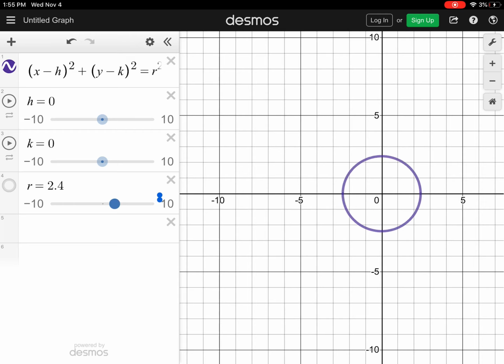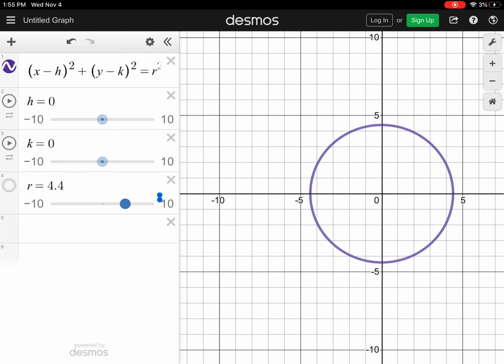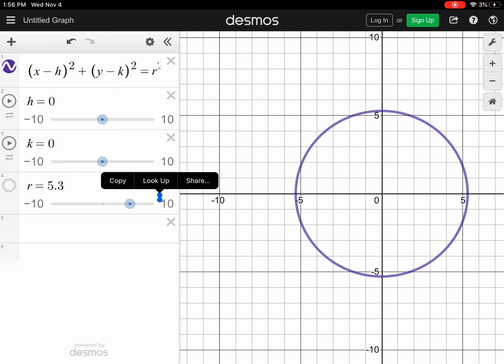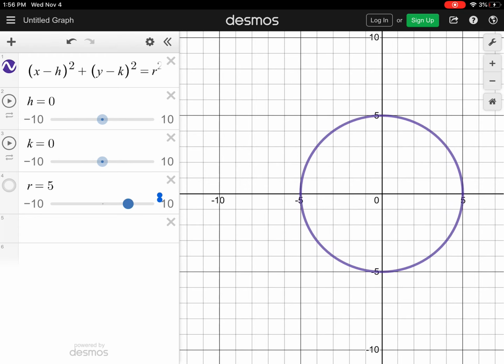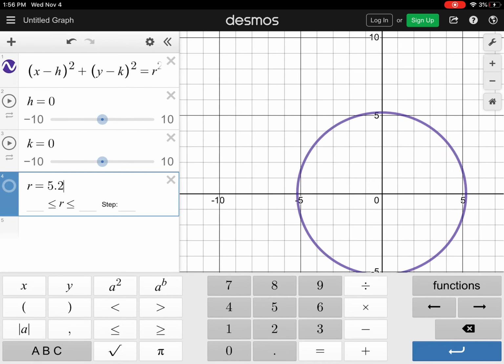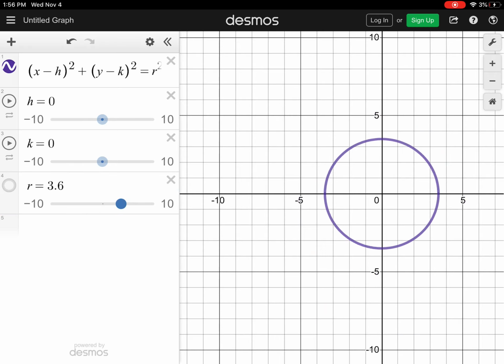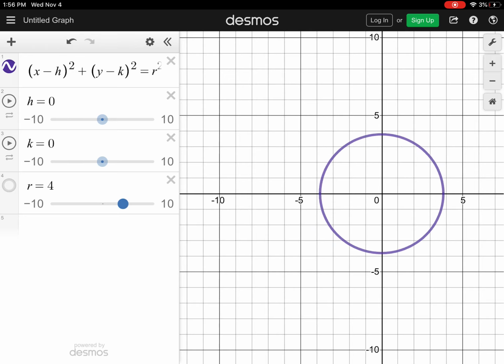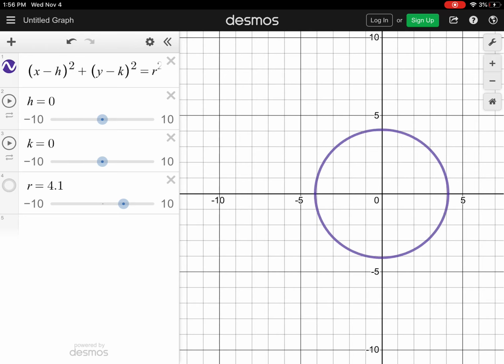So the r, as you can tell, changes the size of the circle, which of course is the radius. So if I click this down to an even number, hopefully, oh my goodness, stop doing that. Let's try this again. Can I get to 4? Every time I go to take it off there, it jumps. But you get the point. So the radius here is 4.1, because that's what that is.